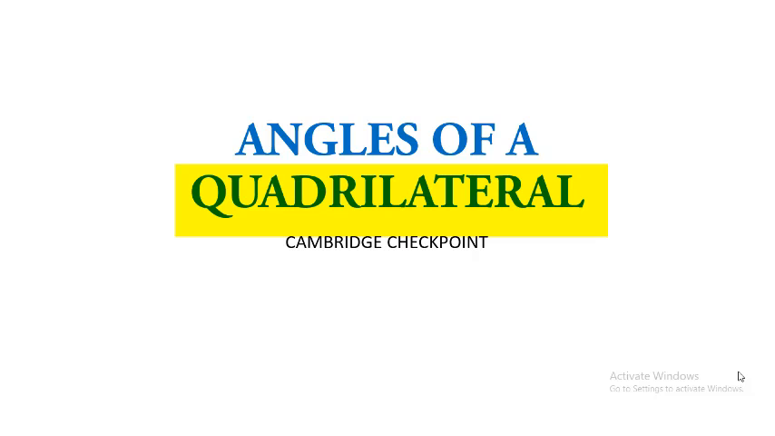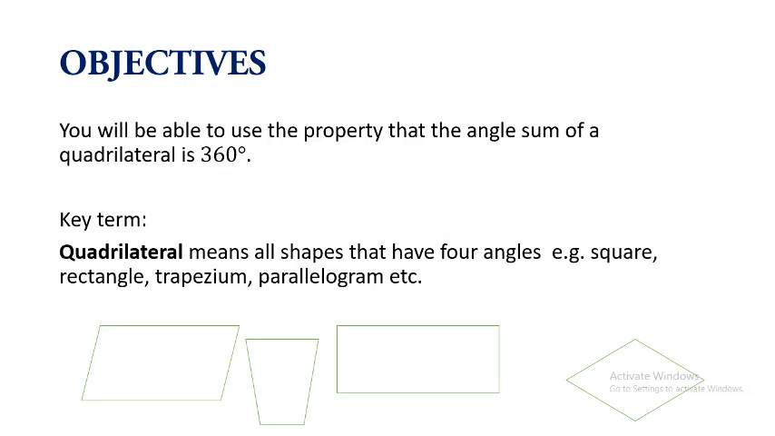Angles of a quadrilateral. By the end of this lesson, you'll be able to use the property that the angle sum of a quadrilateral is 360 degrees. Down here we have a key term. We need to know what a quadrilateral is.